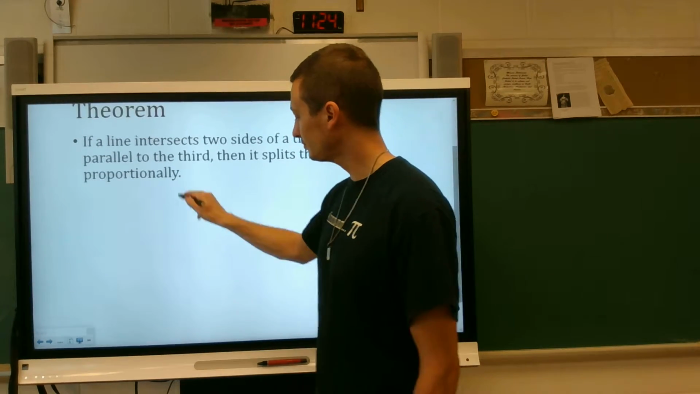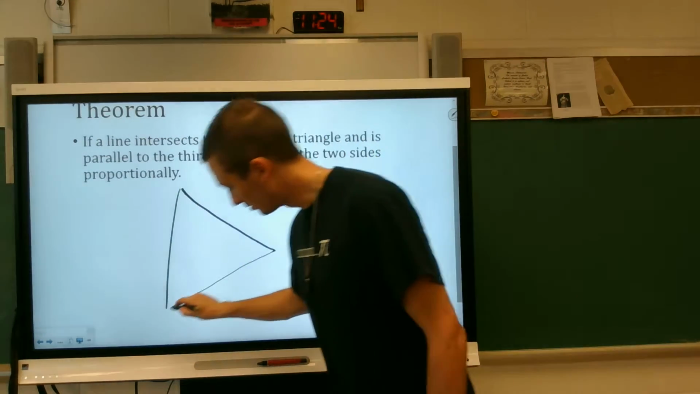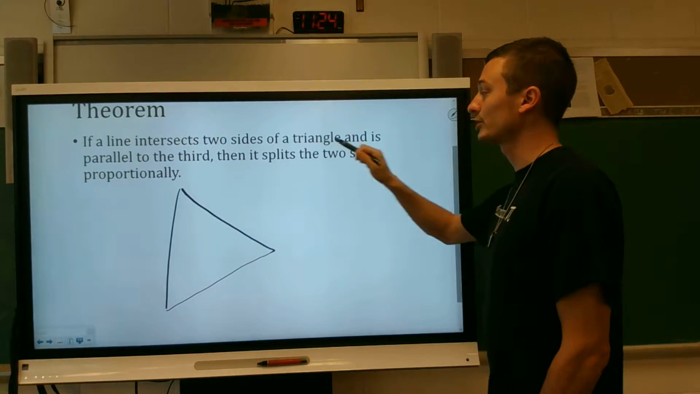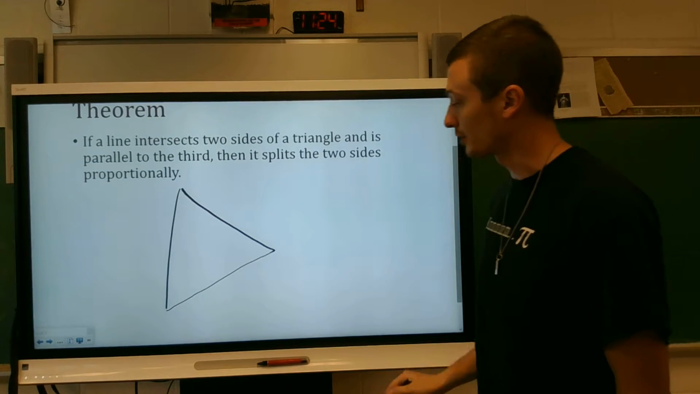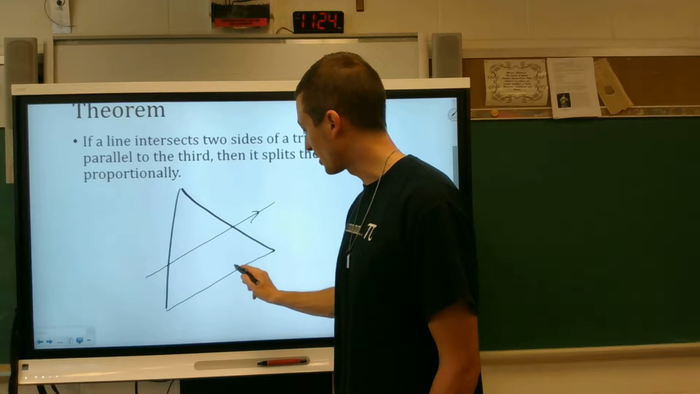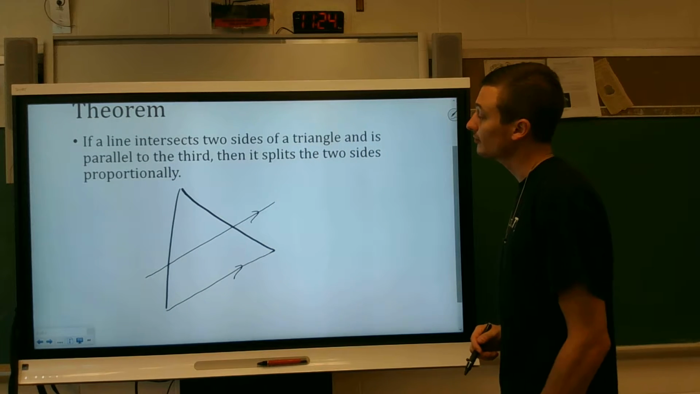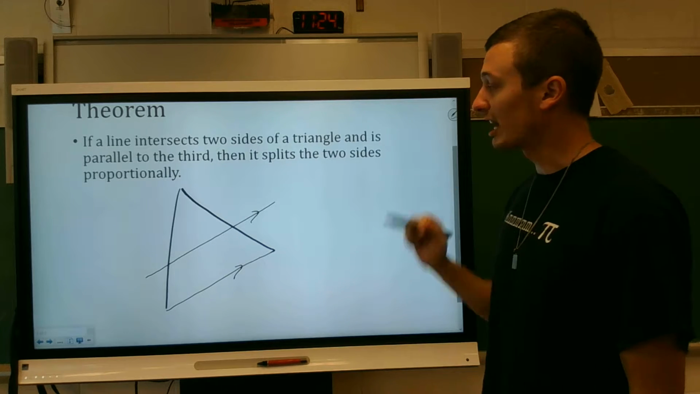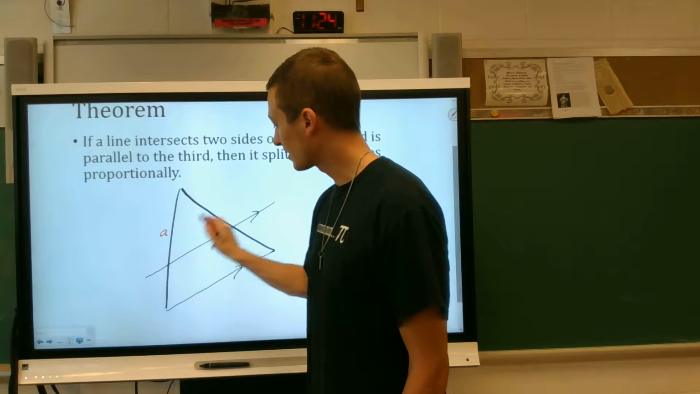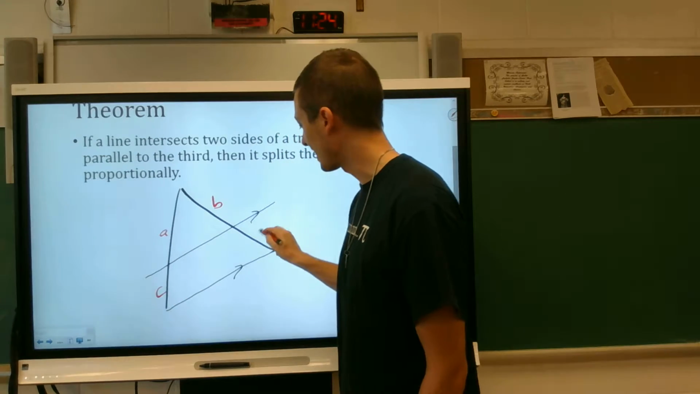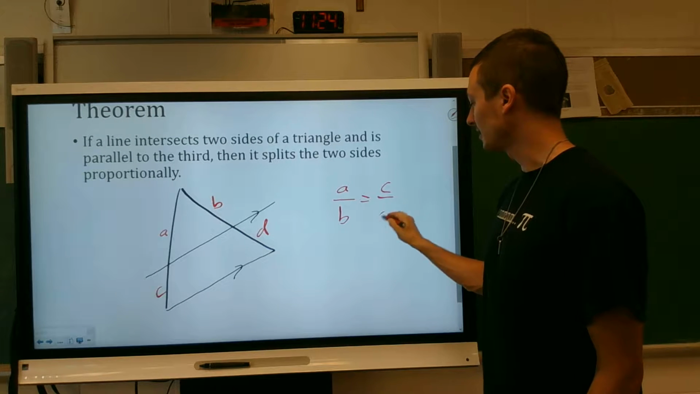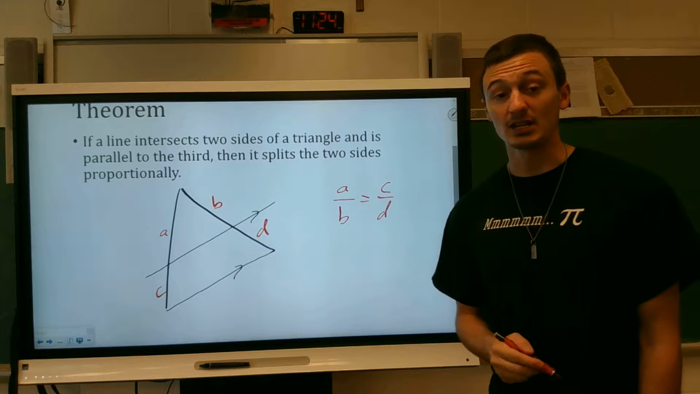Well, here I have a triangle. Ta-da. And I want a line to intersect two sides of a triangle and be parallel to the third. So I'm going to draw that line. So this line is parallel to that line. It splits the two sides proportionally. So if I call this A, this B, this C, and that D, A is to B as C is to D. That's it. That's all it says.